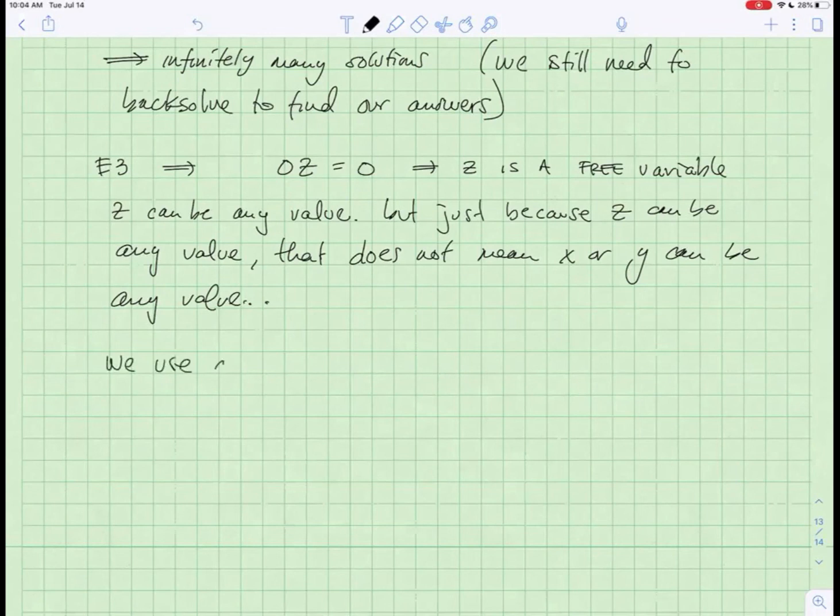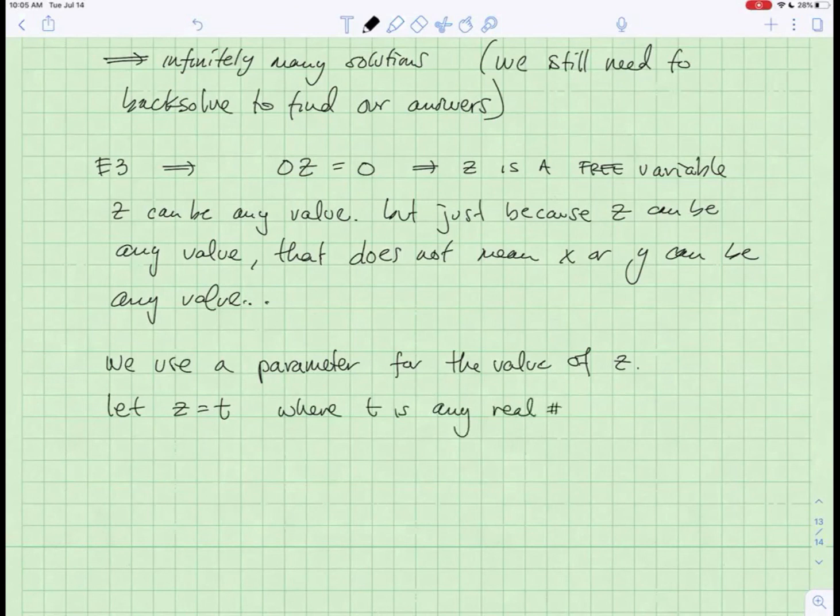We use what's called a parameter for the value of z. So we're going to let z equal t, where t is any real number, or we would just write t is an element of the reals. You remember that notation from way back when we started this class. So t is any real number, and so if that's the case, we now know what z is.